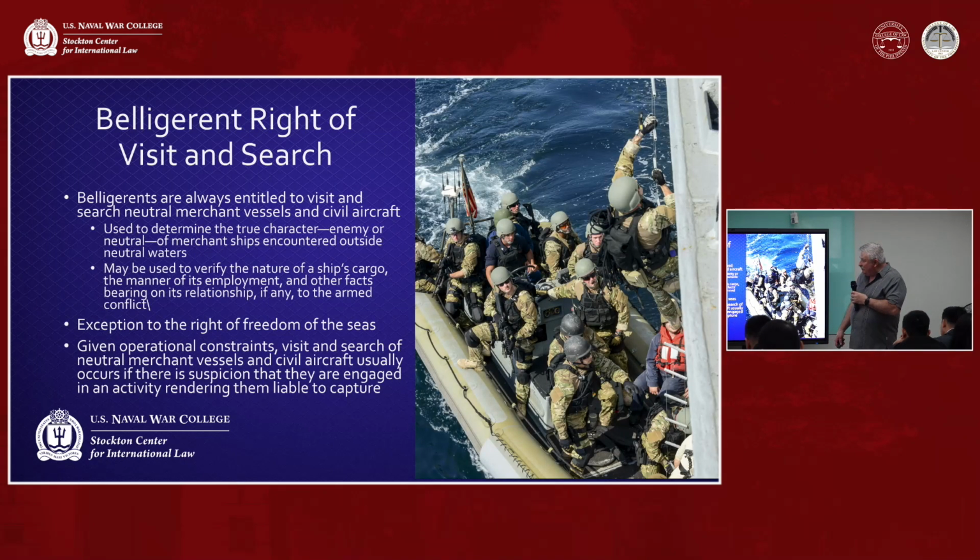So the belligerent right of visit and search, a belligerent is always entitled to conduct visit and search of any neutral merchant vessel or aircraft anywhere in the world outside of neutral waters or neutral airspace. So neutral merchant vessels are always going to be subject to the right of visit and search, so that the belligerent can determine the true character of that merchant vessel to determine whether it has enemy or neutral character.